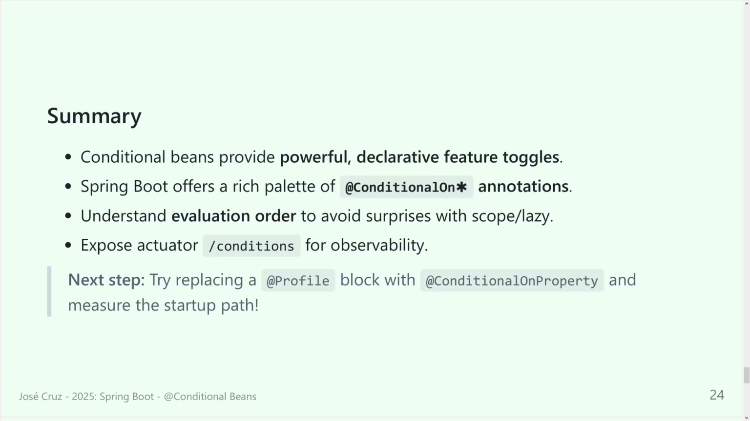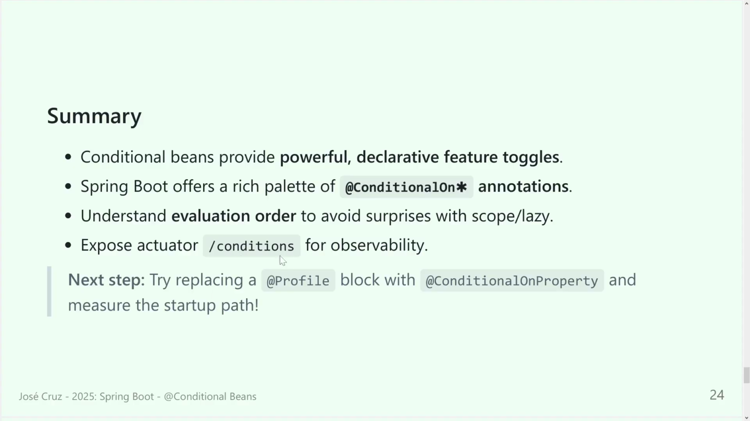So in summary, conditional beans provide powerful declarative feature toggles. Spring Boot offers a rich palette of conditionals, as you saw. I showed you maybe 3 or 4. There are more that you can research, but if you understood these, the other ones are just variations. Understand evaluation order to avoid surprises. The workflow that I showed about the conditional, then the profile, then the scope and lazy, is quite important to understand.